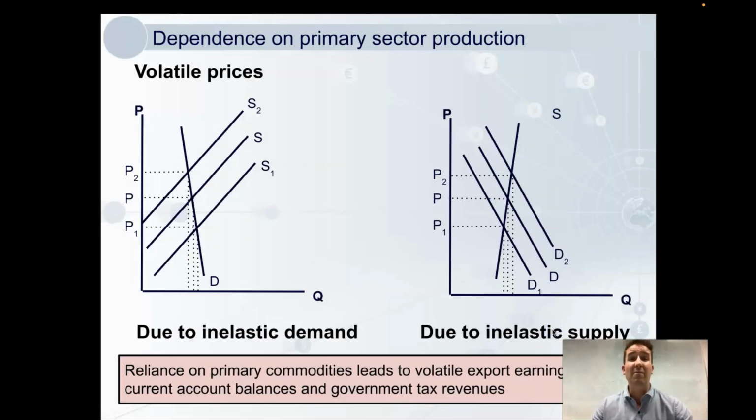Okay, why is this a problem? We get volatile prices. So we can see here, if we've got inelastic demand and supply shifts, price changes quite a lot. If we've got inelastic supply and demand shifts, price changes quite a lot. So volatile export earnings can lead to volatile current account balances and volatile levels of government tax revenues. So if governments can't rely on revenue from year to year, they're going to stop spending to an extent.